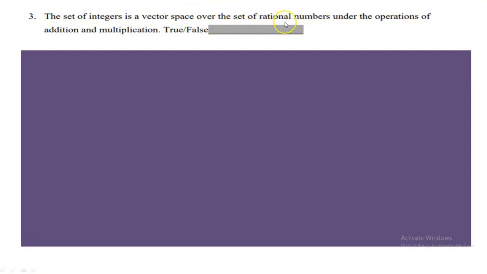So scalar numbers are going to be taken from these rational numbers, whereas vectors are going to be taken from integers. As you know, dear students, for the discussion of vector space, you must have these two operations, and these two operations are addition and multiplication. They are already specified here. So there are actually 10 different criteria in order to say that a given set of elements can be called a vector space over a given field.